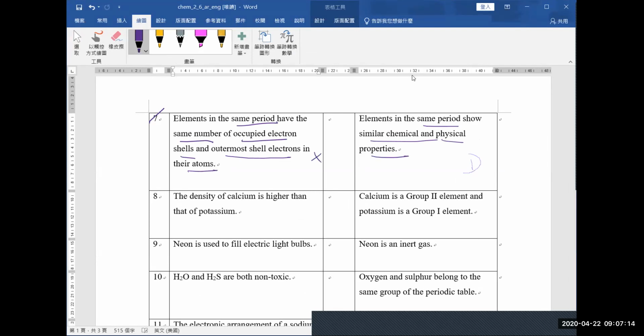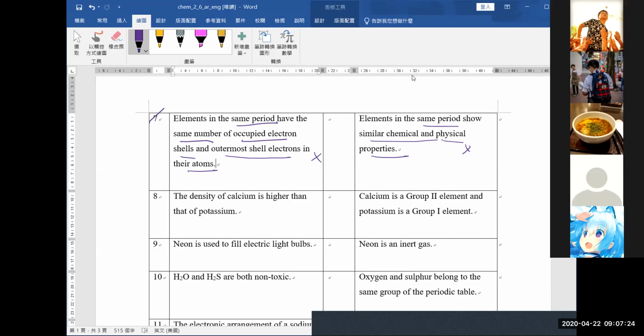I know it's D, right? So how wrong is this? It should be same group. Same group. Same in group. Oh, you just want to change the word from period to group? Yes. If you write it down, for the same group, they will show similar chemical and physical properties. Correct? Yeah. Similar chemical properties, just like alkali metals, right? How about physical properties? Similar. So give me an example.